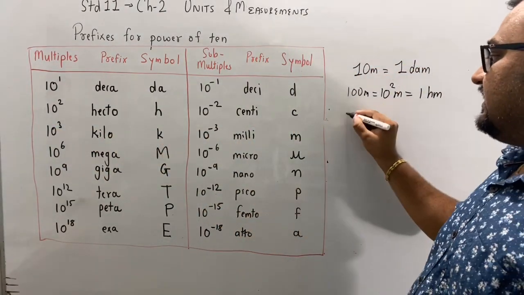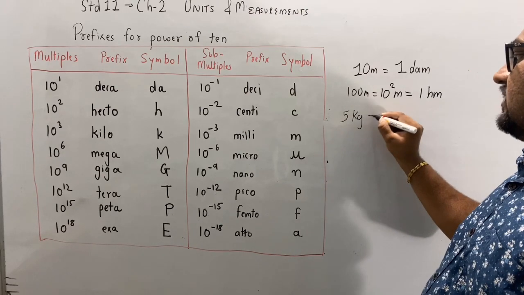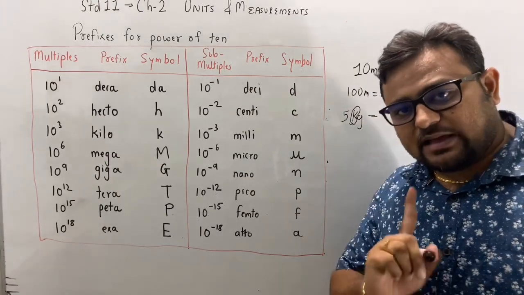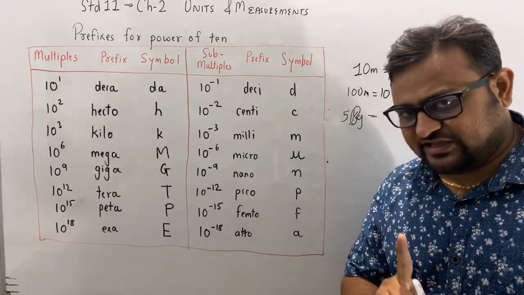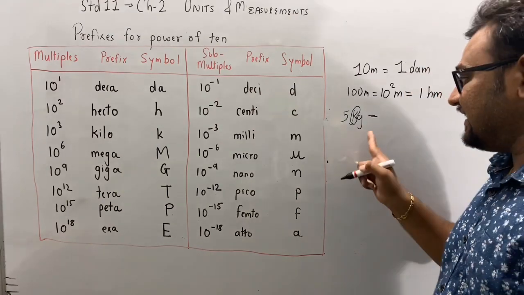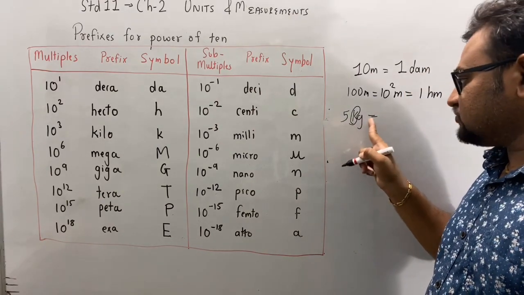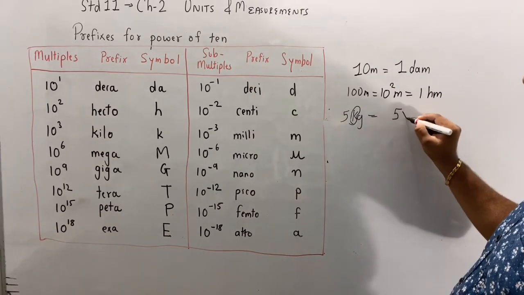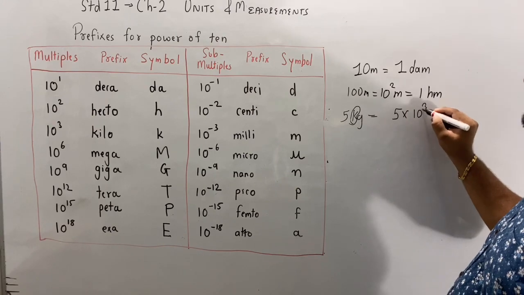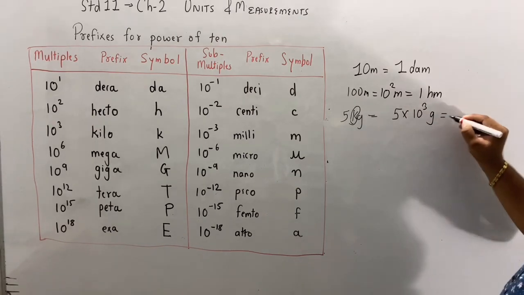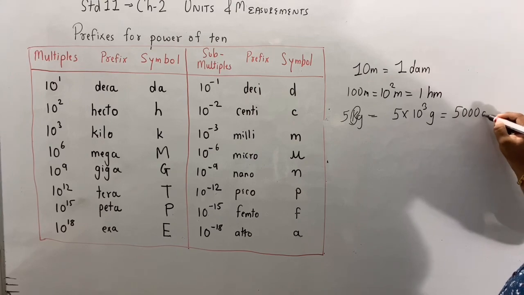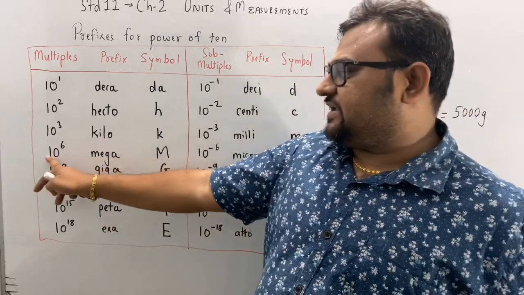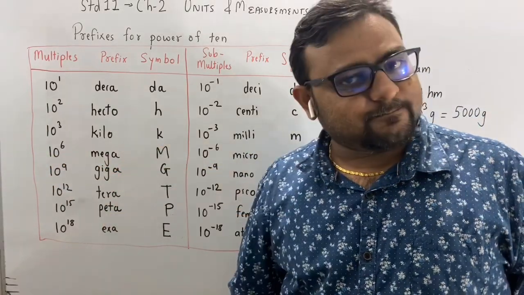See, when you write 5 kg, K is a prefix. Remember, K is the prefix, the unit is gram, and K is the prefix. So the new unit becomes kg. So 5 kg is equal to 5 times K, which means 10 raised to 3 gram. So this will be equal to 5000 gram. Clear? Same way, 10 raised to 6 is mega, M.